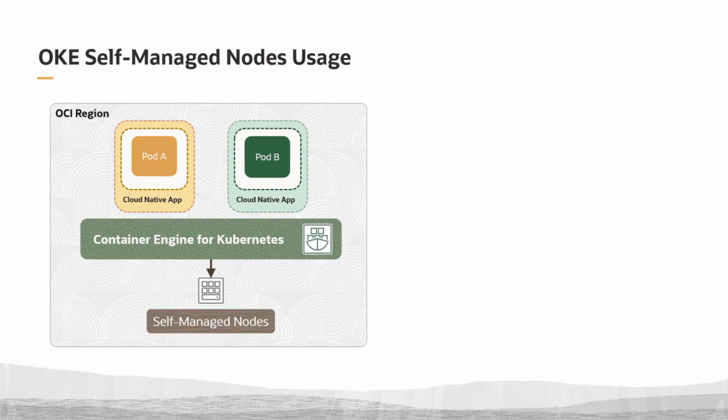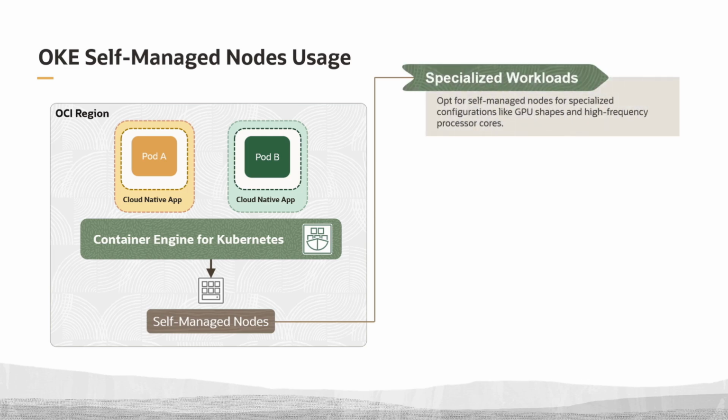Now, let's delve into the usage scenarios for OKE self-managed nodes. These nodes offer a range of advantages for specific use cases. Firstly, for specialized workloads, leveraging the compute service allows you to configure compute instances with shapes and image combinations that may not be available for managed nodes or virtual nodes. This includes options like GPU shapes for hardware accelerated workloads or high frequency processor cores for demanding high performance computing tasks.